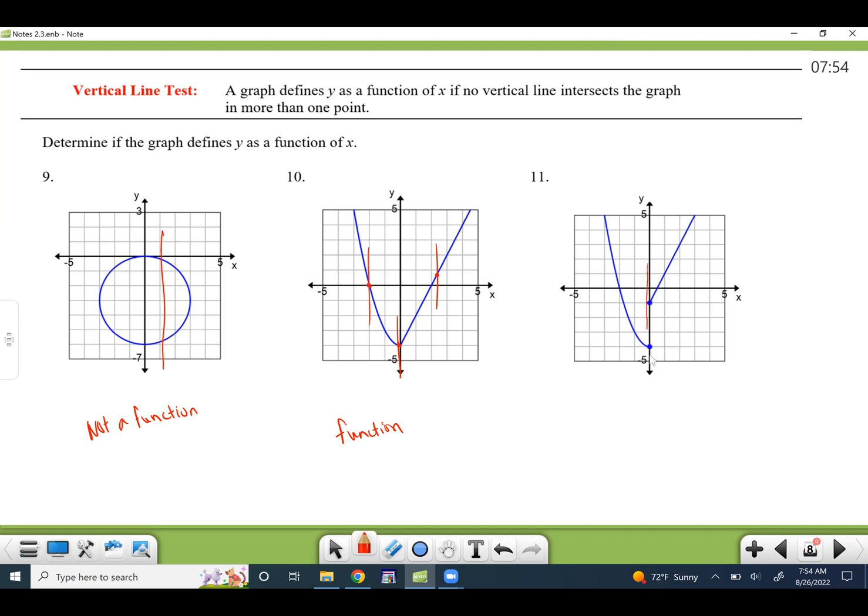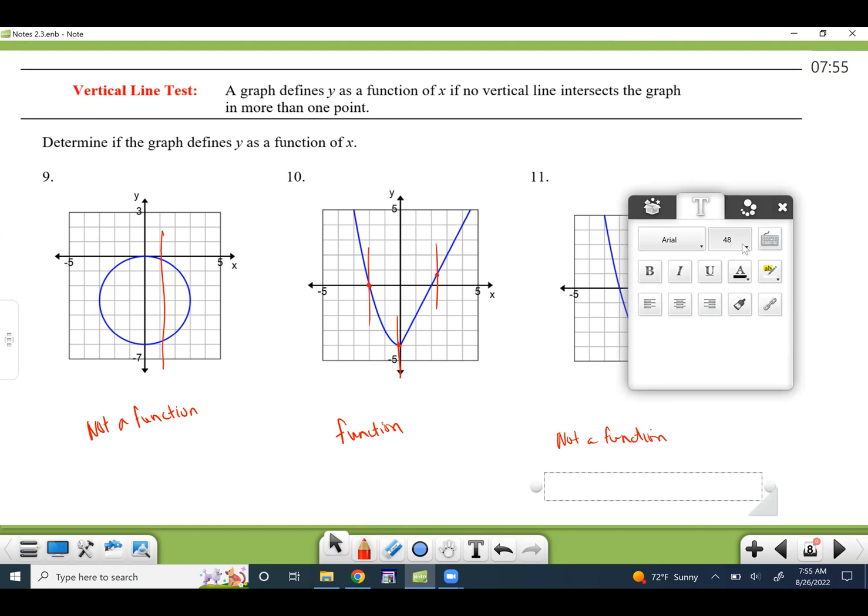Right here, we're going to hit twice because they're both closed circles, right? So this is not a function. If one had been open and one had been closed, it would have been a function, right? So let me just make a little side note here, make sure everybody knows that. Since both circles were closed, a vertical line touches twice. If one or both were open, it would have been a function.